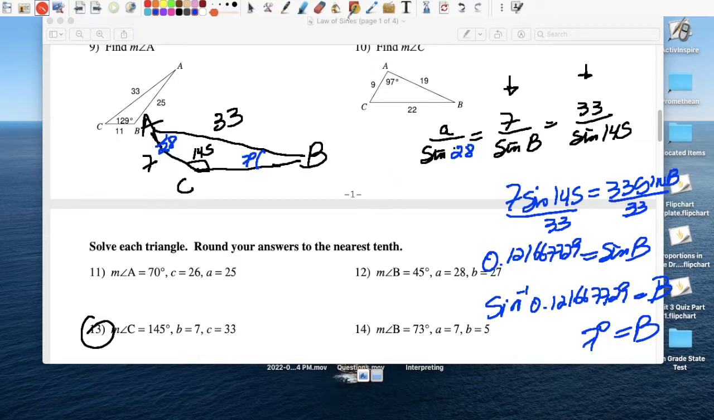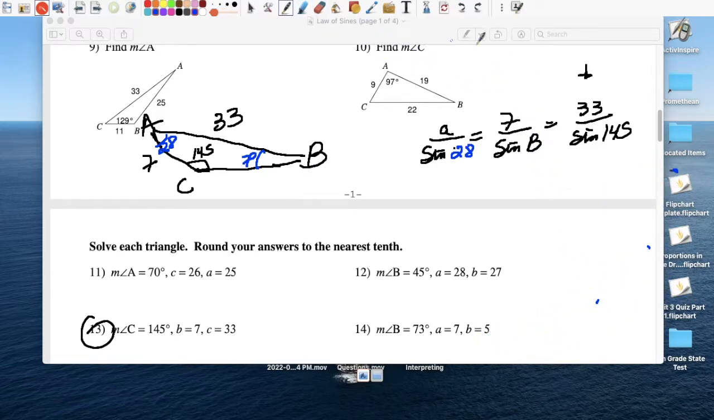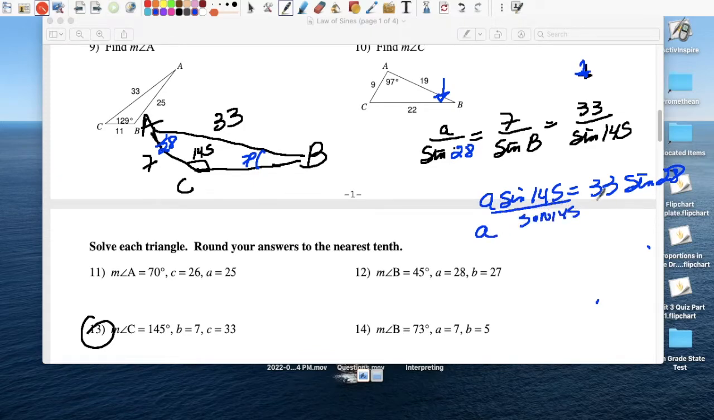And then I can now find little a. Okay, let me erase that. And again, this time around, I'm going to use this one and this one. So a sine 145 cross multiplies 33 sine 28. This one is easy. Divide by sine 145. Divide this by sine 145.